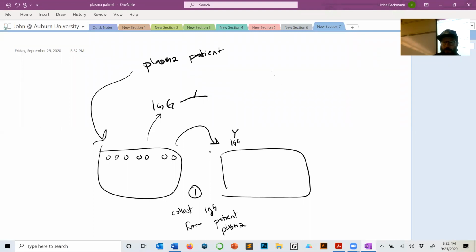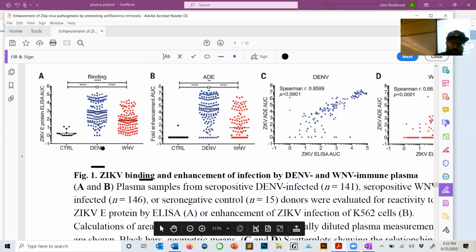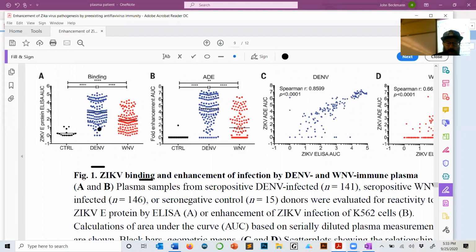Then step two: run Zika E over the 96 well plate, and they can quantify how much E binds. So if the patient has antibodies that will bind the E protein, that y-axis will shoot up. What they're saying is in patients that had been infected with the dengue virus, their IgG proteins are binding and pulling down the Zika E protein. You see it goes up, okay? So the IgG antibodies that recognize dengue virus are also recognizing the E protein. Ditto with West Nile virus, but not as tight binding.